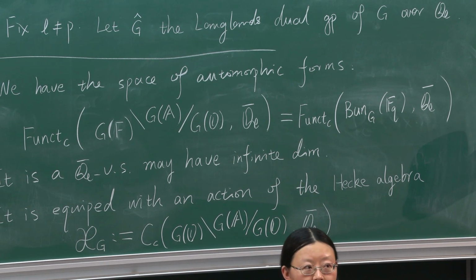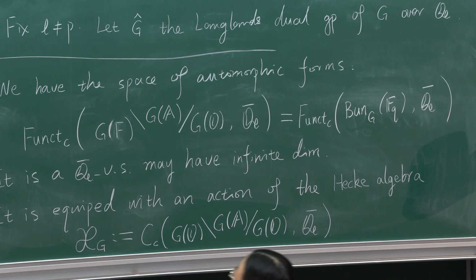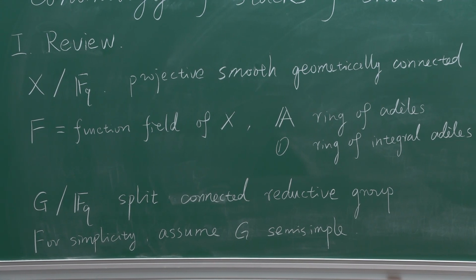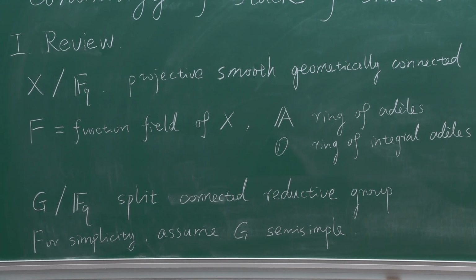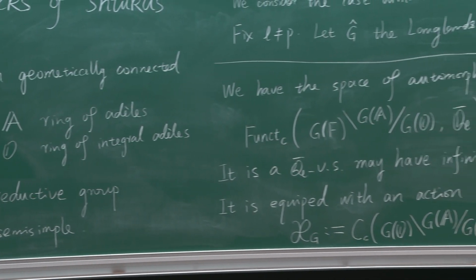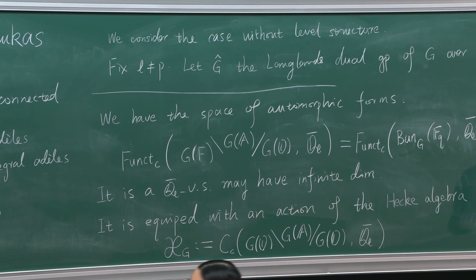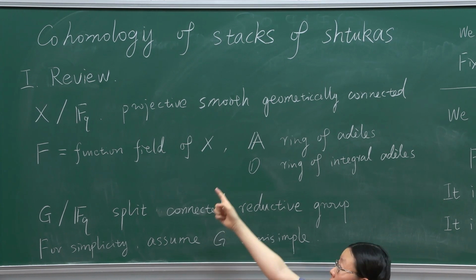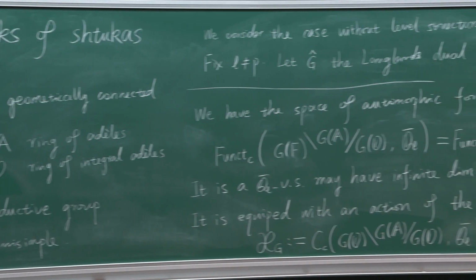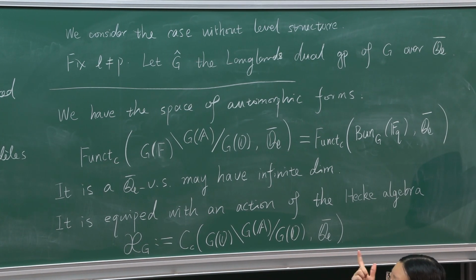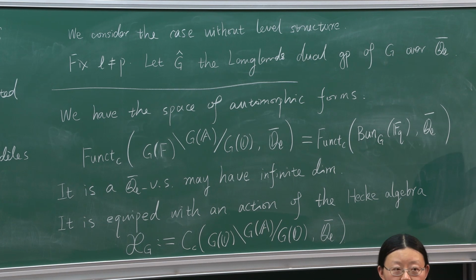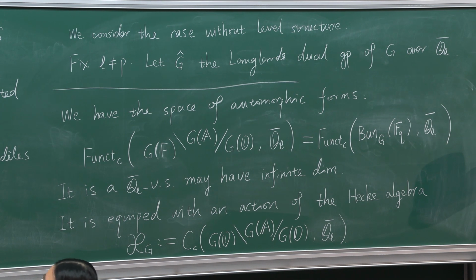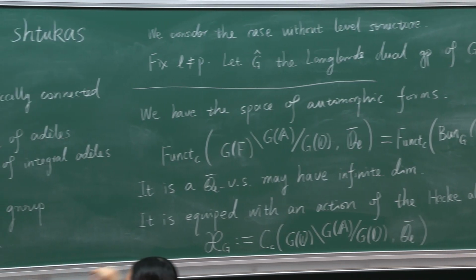We are interested in the Galois group of the function field. This is the automorphic side. We want to have a link with the Galois side. And how to relate this with the Galois group of the function field of the curve? So that's why we introduce the cohomology of stack of Shtukas. We will see that the cohomology groups of stack of Shtukas have some action of the Galois group of the function field.